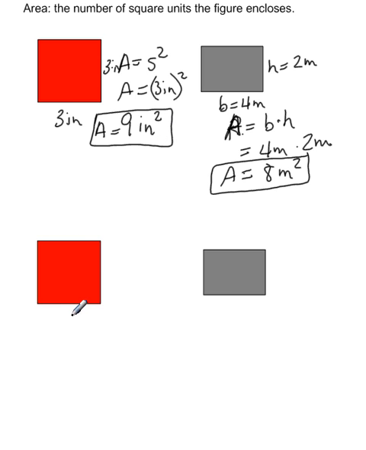Okay, so here are 2 examples for you to try. On this square, let's just say that the side is 6 centimeters, and we'll say that the base of this rectangle is 7 centimeters, and that the height is equal to 3 centimeters. Okay, so pause and see if you can use those formulas to work these 2 problems.